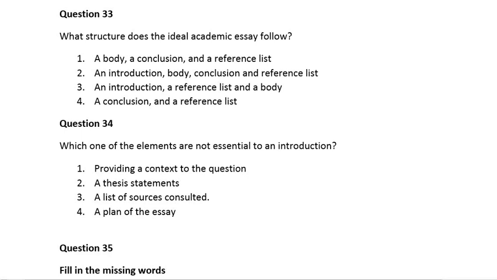Question 33. What structure does the ideal academic essay follow? Number 1, a body, a conclusion, and a reference list. Number 2, an introduction, body, conclusion, and a reference list. Number 3, an introduction, a reference list, and a body. Number 4, conclusion and a reference list. So guys, here the correct answer is number 1. No, the correct answer is number 2, which is an introduction, body, conclusion, and reference list.